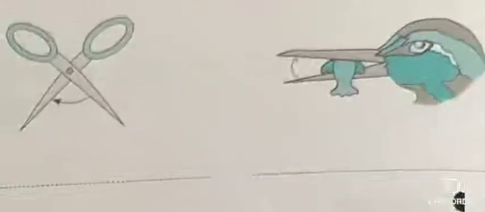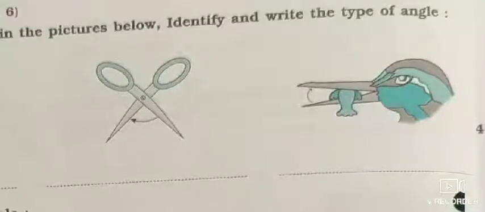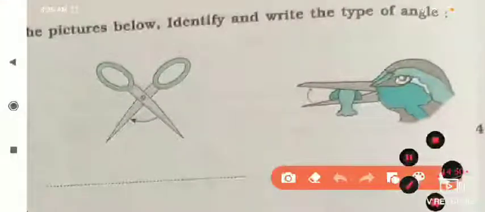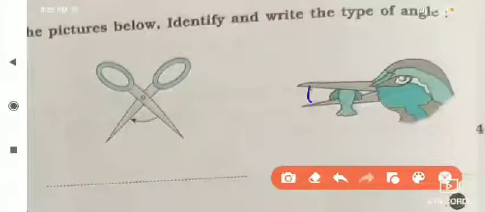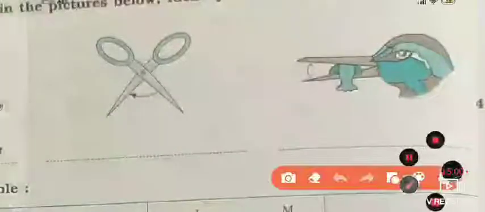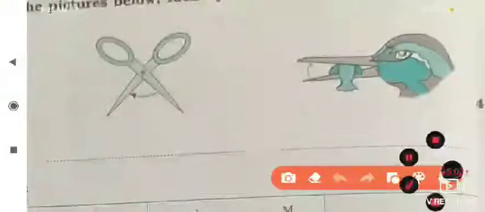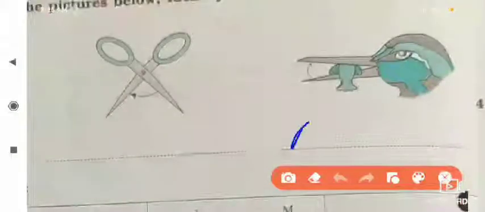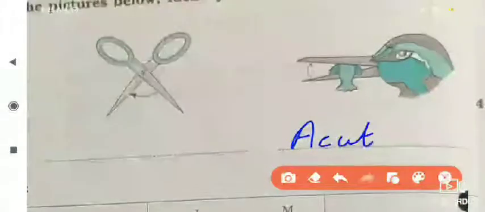Now here the bird is catching the fish in its beak, and we have to find the angle between the two parts of the beak. If you notice here, this angle is less than 90 and more than 0 degrees, and as you know, an angle which is less than 90 degrees and more than 0 degrees is called an acute angle.